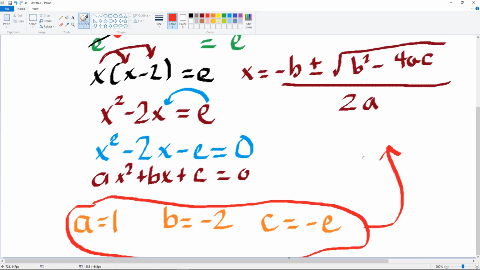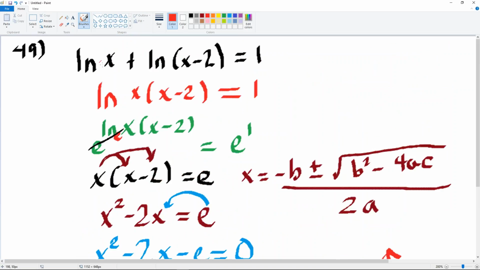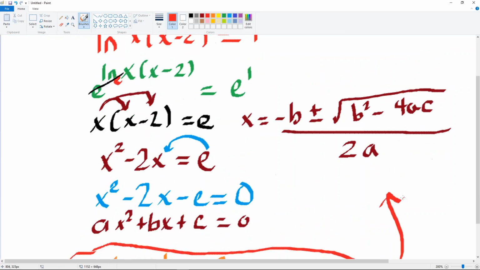You don't want the negative answer, because if you were to plug in the negative answer in here, you would get the natural log of a negative number, and you cannot take the log of negative numbers. So you would just want the positive one. Now, if they're both positive, that's great. I don't remember the answer because I don't have the answer key in front of me. But if you get a positive and a negative, you just want the positive one.